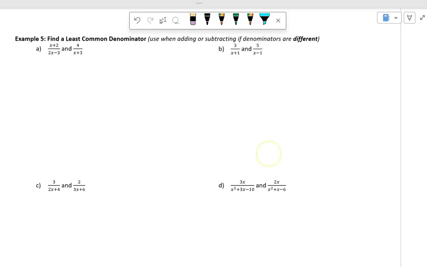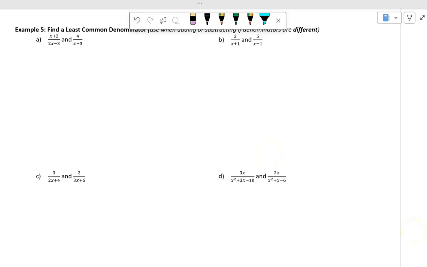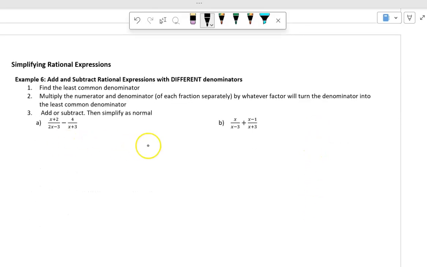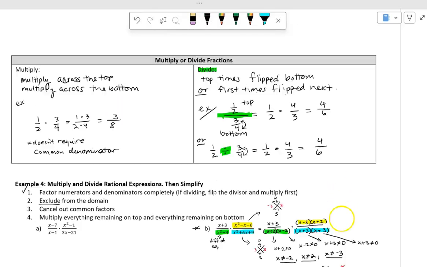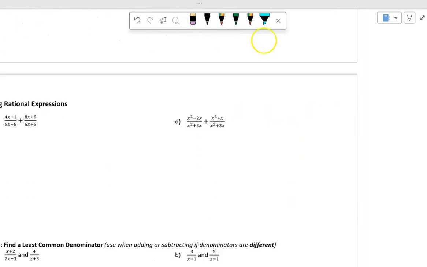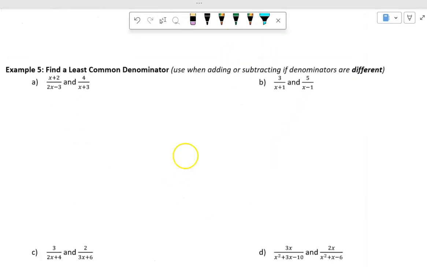I'm heading to example 5. In example 5, we're getting ready to add or subtract fractions that don't have the same denominator. Because in example 6, if I keep scrolling, you're going to notice our denominators are different, and we have to add and subtract when our denominators are different. So we're going to practice that in example 5, just making sure we know how to find a common denominator.